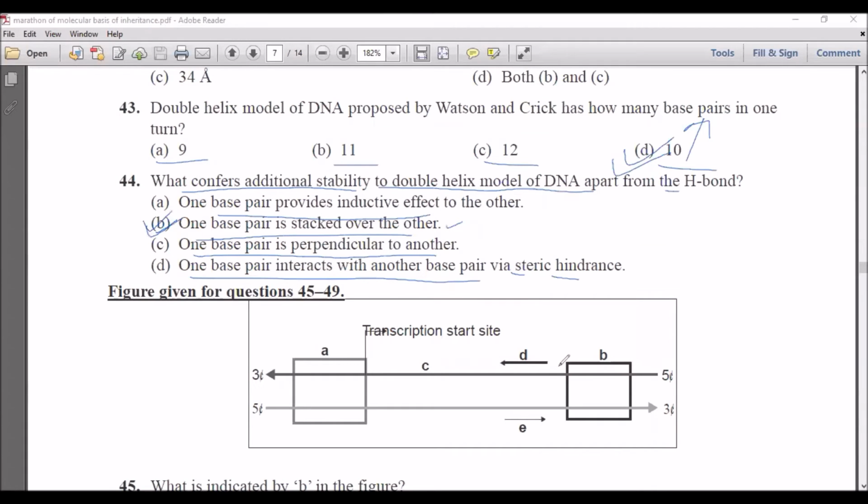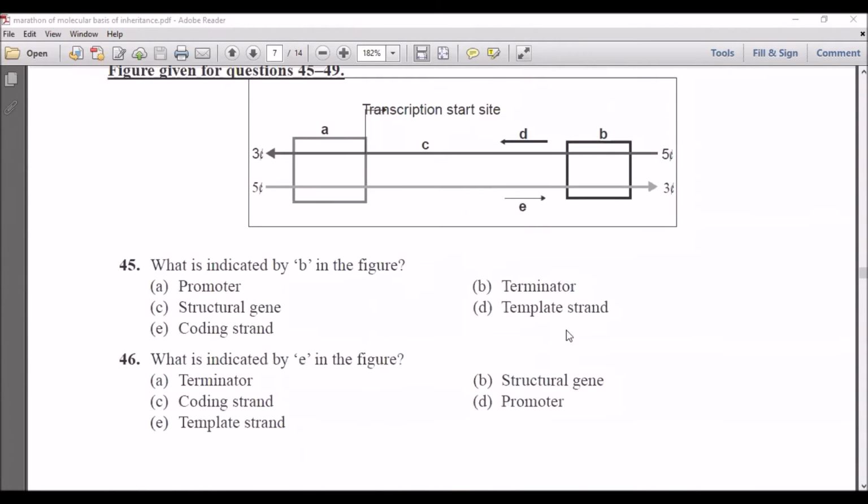Now this is the diagram given below, and we have to answer certain questions which are related with this diagram.